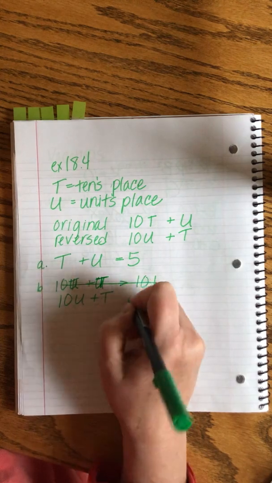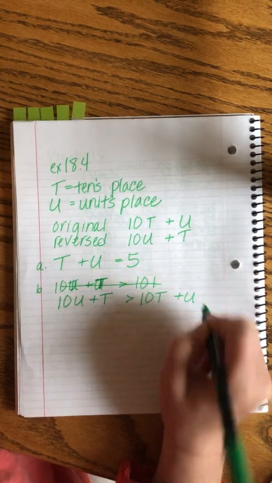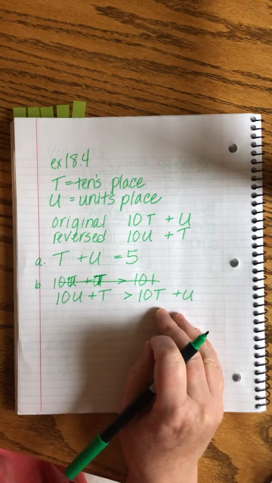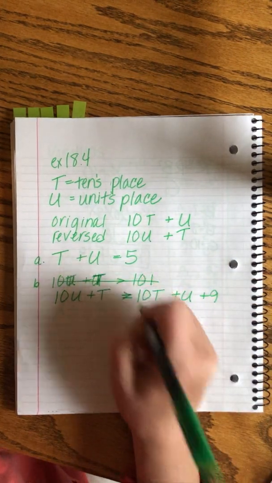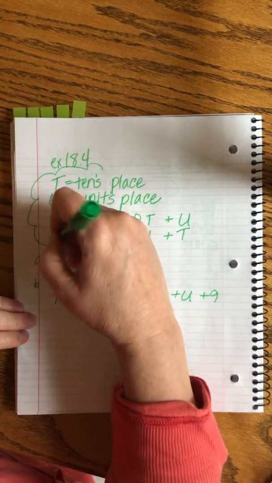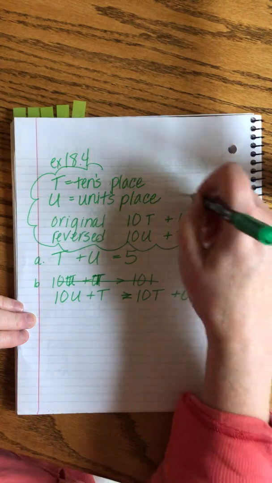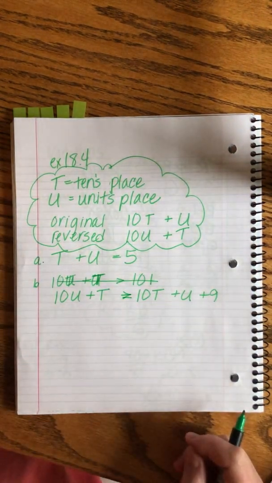Reversed is greater than original. So he's the smaller one. And the balancing number is 9. Make sense? So this is what you need to remember in order to successfully do these problems.